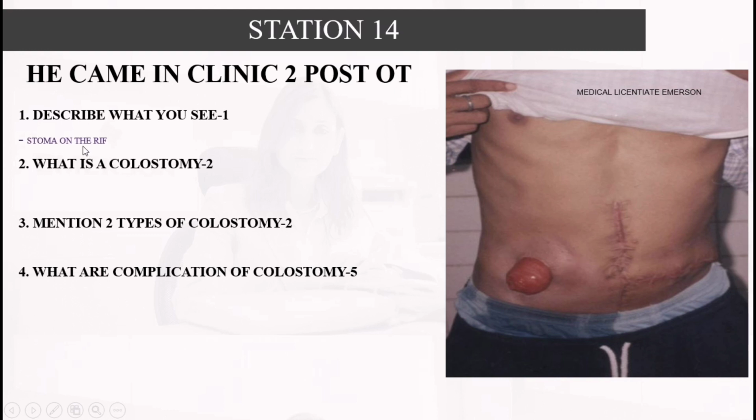So there is a stoma on the right iliac fossa. So this is the right iliac fossa. So there is this stoma here. Then the question is, what is a stoma? What is a colostomy? So a colostomy is an artificial opening made between the large intestines and the anterior abdominal wall for excretion of feces.